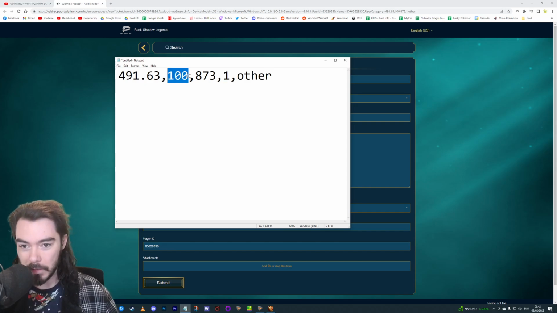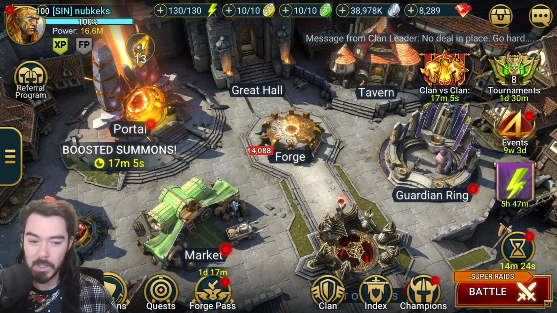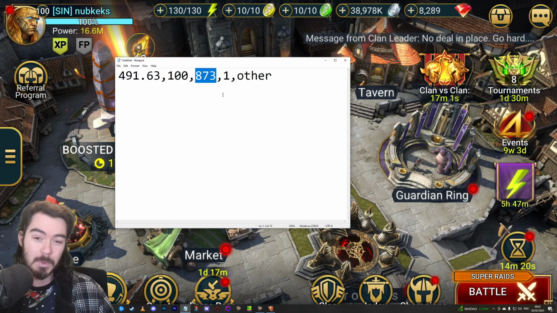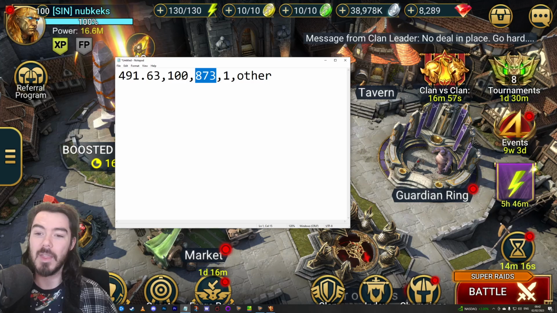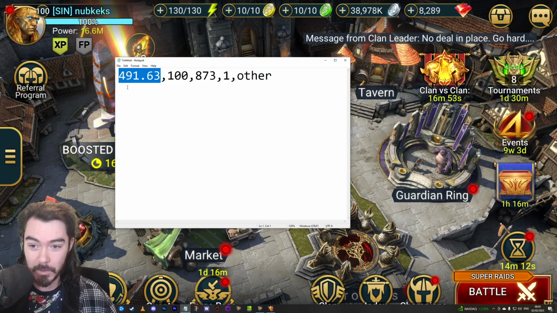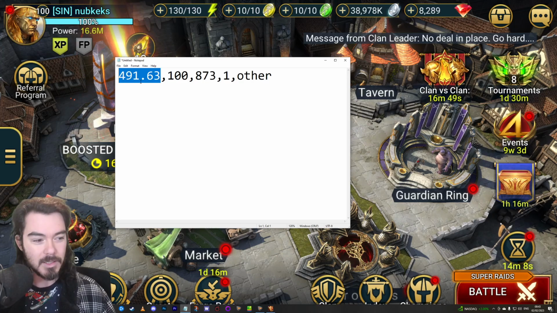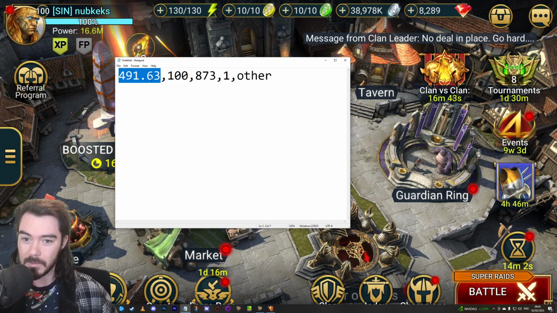This number in the middle, this 100, that's your account level, right? So this should match 100 to 100. This is the number of days you've been playing. So I've been playing for 873 days. And then this number over here is how much you've spent in the game. So for me, I have spent 491 euro. I actually don't know what currency it is. That's a good question. 491 euro and 63 cent, let's say.